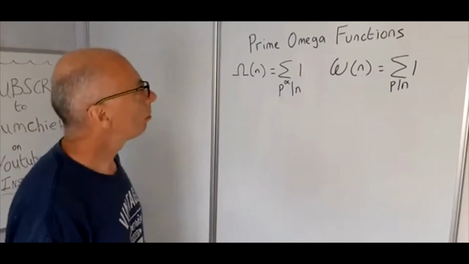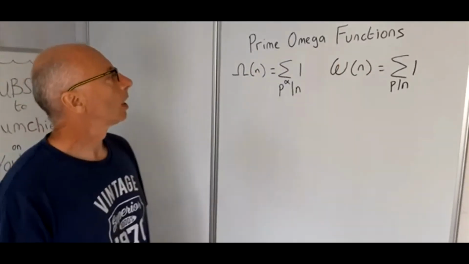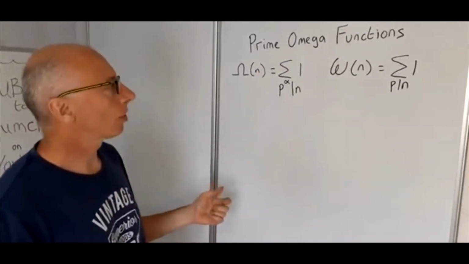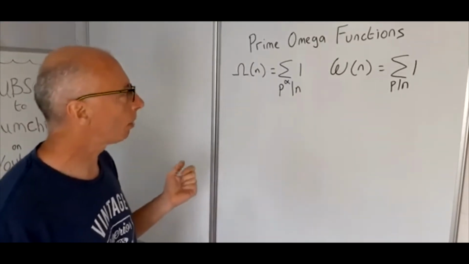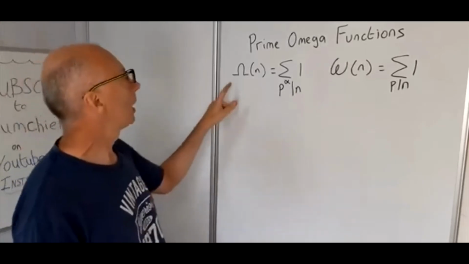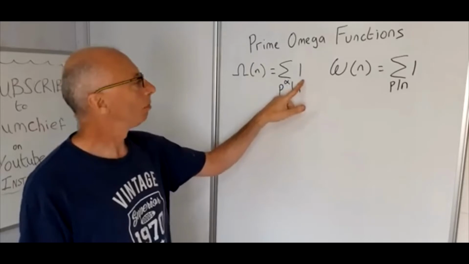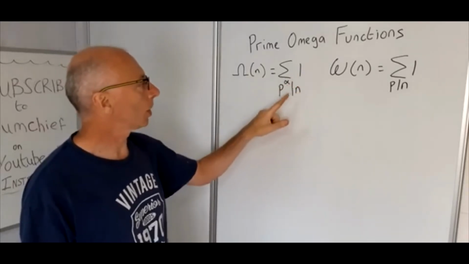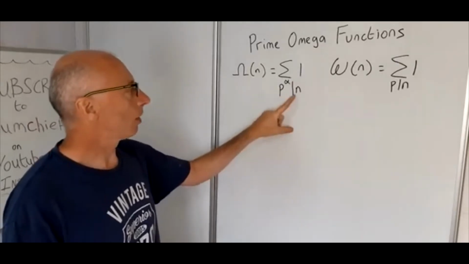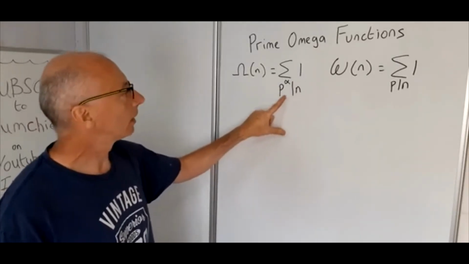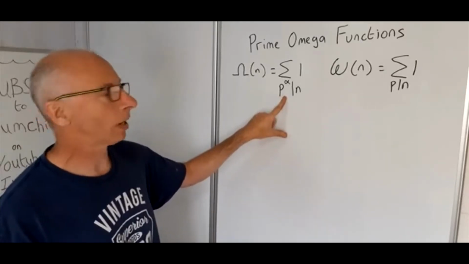So we're going to have a look at some number theory, and in particular the prime omega functions. There are two different functions which are very closely linked to each other, but with one fine difference. Now, capital omega of n is the sum, i.e. sum of one, one at a time, of all the prime divisors of a number n, and it includes all the square numbers as well of the divisors.